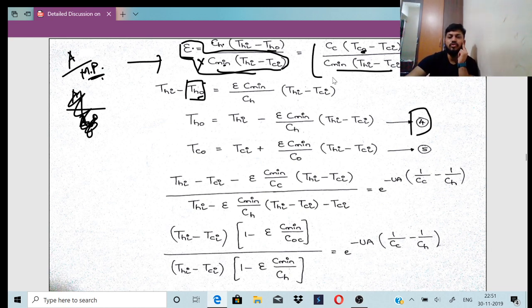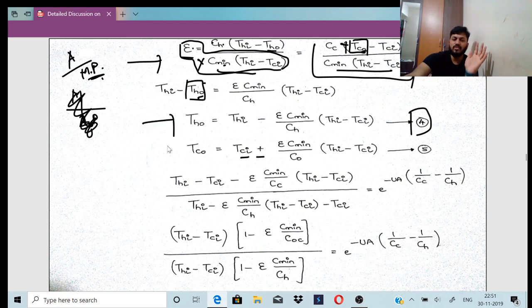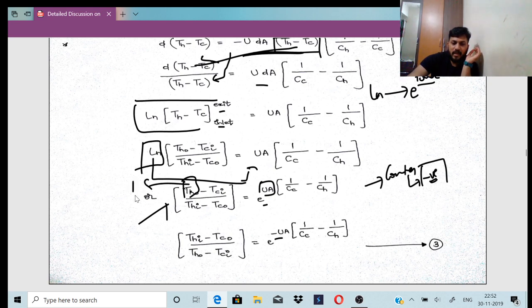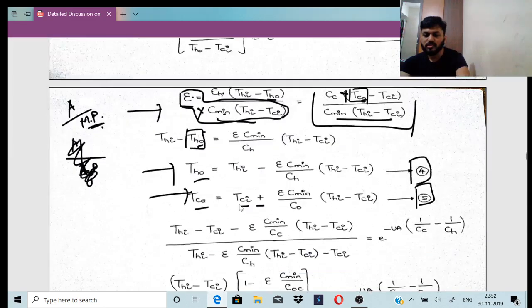Then again the cold flow equation is here. So I want TC naught outside here. But here TC naught is in the positive sign only. So what will I get here? TCI plus epsilon C minimum by CC, THI minus TCI. Similar to what we saw in the previous derivation. Just substitution. We got 4 and 5. Now substitute TH naught and TC naught in this value. But what is this? Here is our difference. In parallel flow, TH naught and TC naught were in the same line, meaning in the numerator. But here TH naught is in the numerator and TC naught is in the denominator. So TH naught and TC naught values substituted.